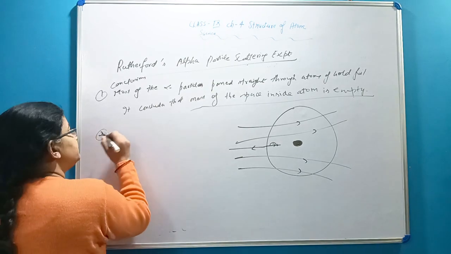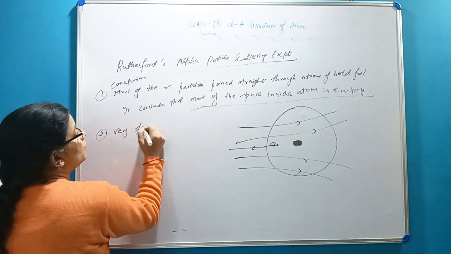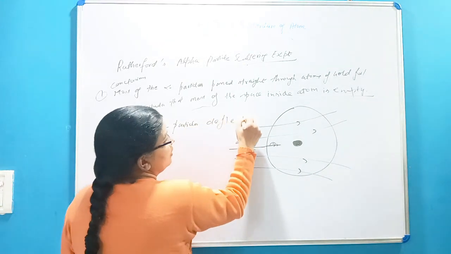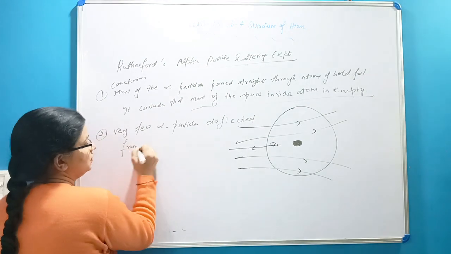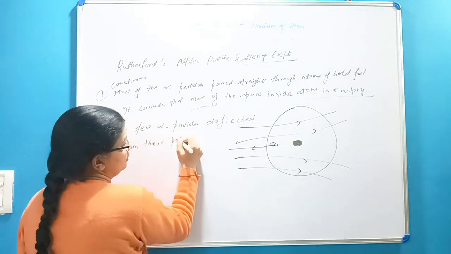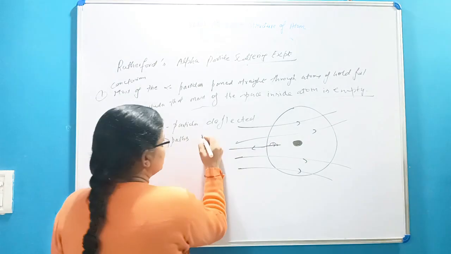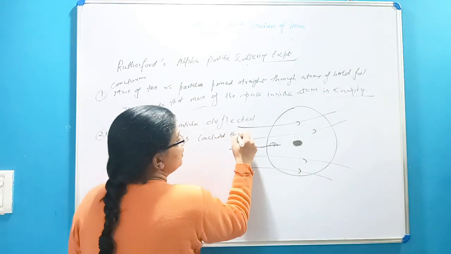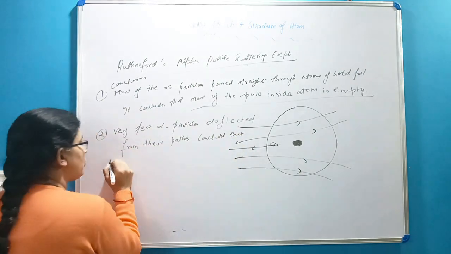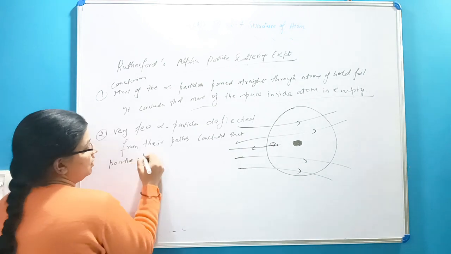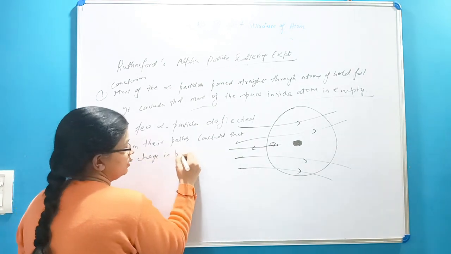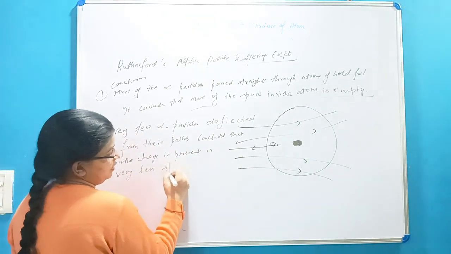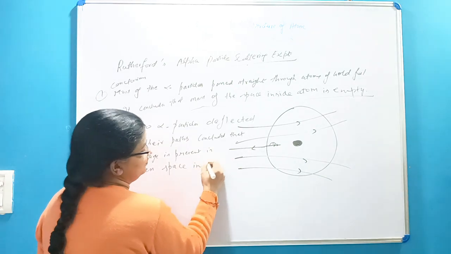Now, second point. Very few alpha particles deflected from their path, making acute angles basically. This statement concludes that positive charge is present in very little space inside the atom.